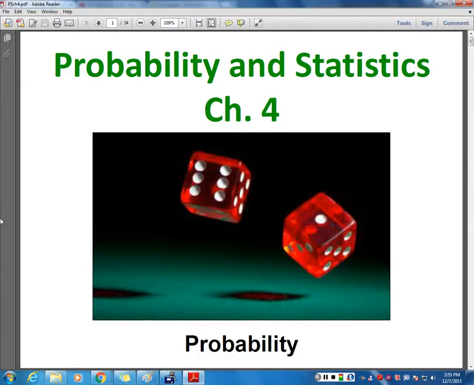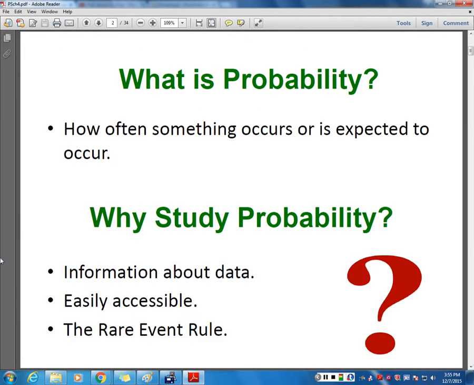Ready to talk about the fundamentals of probability for probability and statistics, or introduction to statistics. Well, what is probability anyway? The definition is how often something occurs or is expected to occur. And other than the fact that the name of the course includes it, why do we study probability? Well, probability gives us more information about the data that we're interested in.